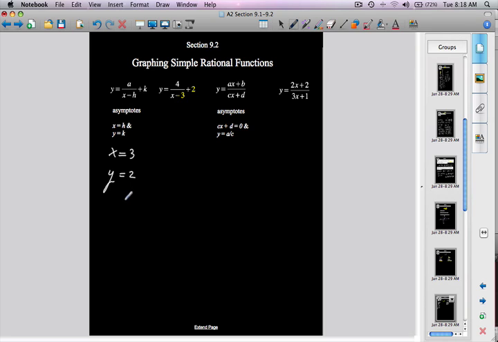After that I'm going to do an input-output table on one side or the other, either to the right or the left of the vertical asymptote. But right now we're just going to work on identifying asymptotes.